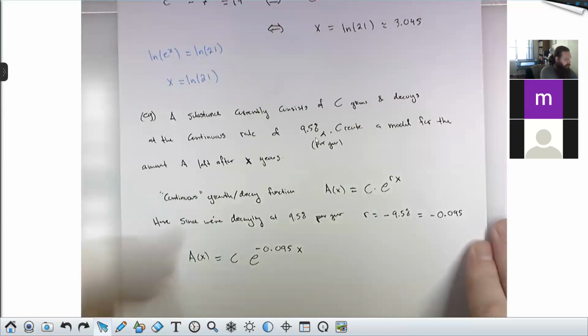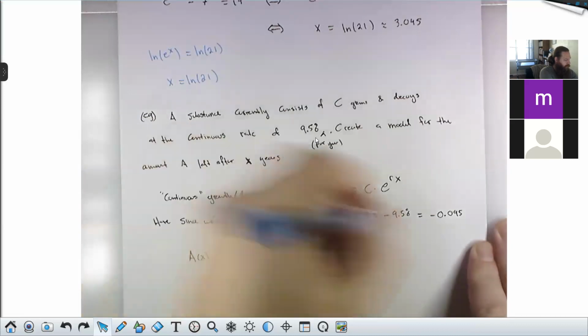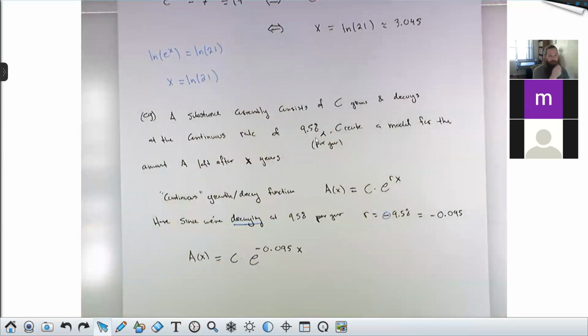Remember this. The decay here is what gives us the negative here. All right, so if you see continuous rate or continuous compounding, you know you're going to use the natural exponential, the formula with the e in it. And then if it's growth, r is positive. If it's decay, r is negative. Here, since we're decaying 9.5% per year, r would be negative 9.5%, which as a decimal is negative 0.095. So this is our function. This is our model.